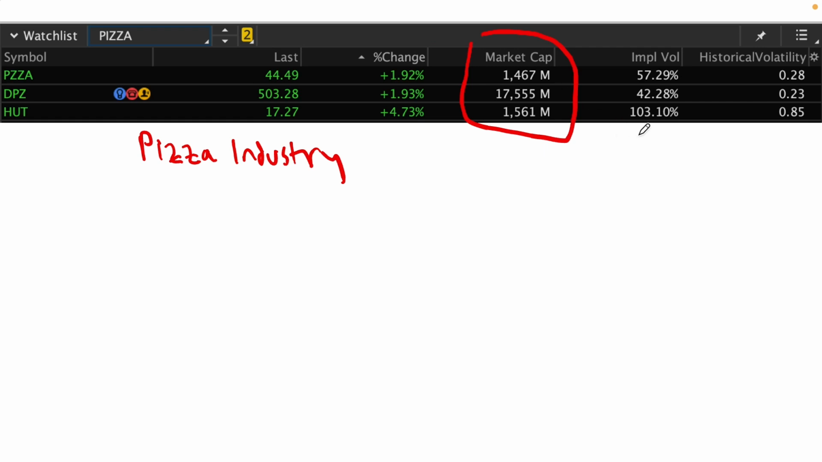What about the implied vol? Look at that Pizza Hut implied vol. Pizza Hut is twice as volatile as the other 2. That's interesting. It also trades with a historical volatility that's almost 4 times the other 2. Why is that? Why do people have a much better feeling about valuing Domino's rather than Pizza Hut? Why is that?